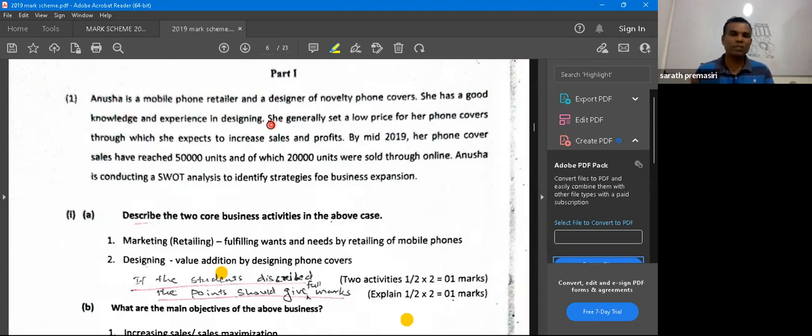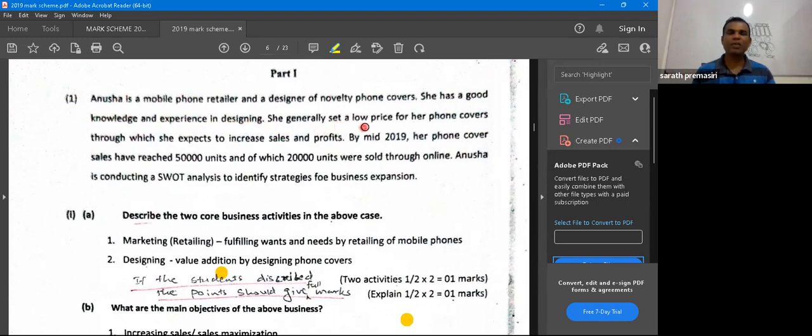Now, all those objectives cannot be written here. Then here, look at the objectives mentioned here. Anusha is a mobile phone retailer and she has good knowledge and experience. Now, just try to understand, everything we have learned so far with regard to the subject, you should be well aware. Now here, she has good knowledge and experience in designing, which means that is a strength of Anusha. As in SWOT analysis, it is a strength.